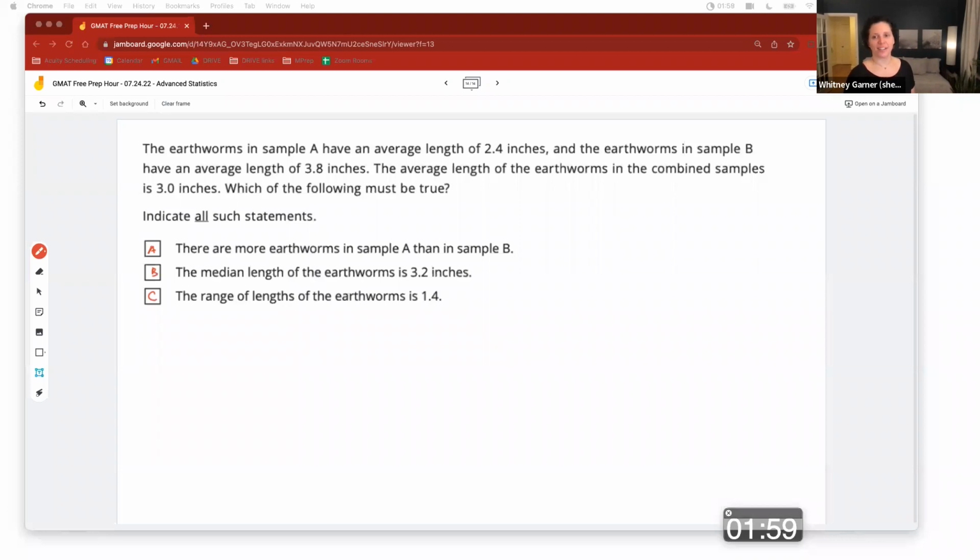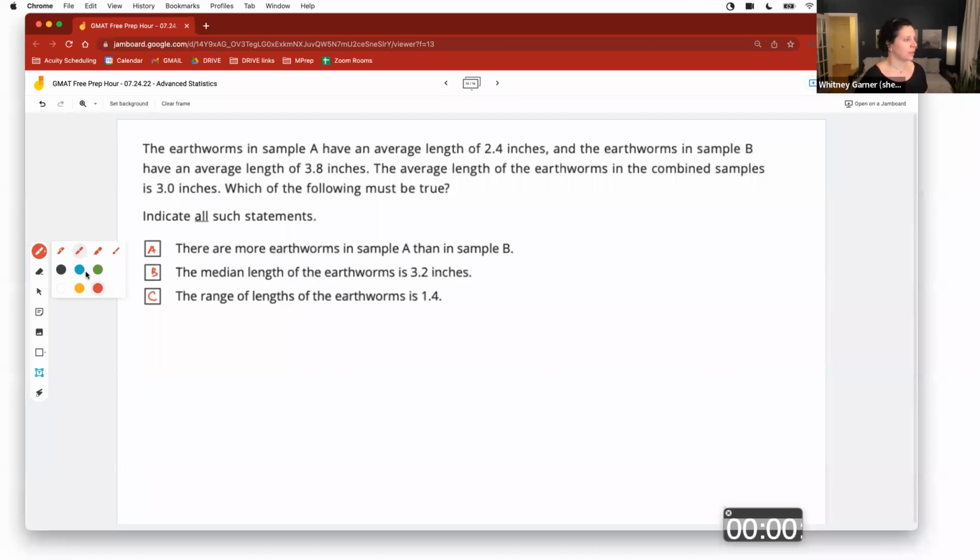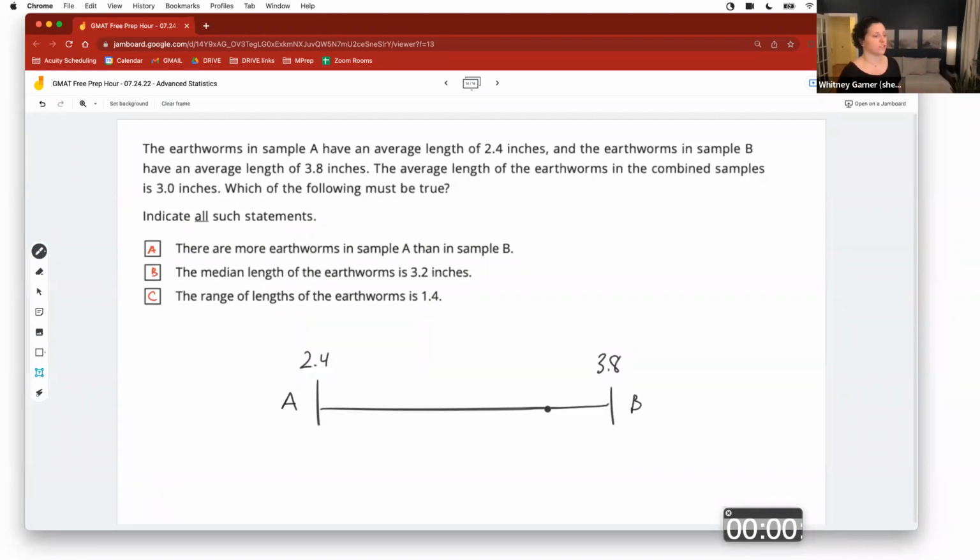All right. So if we set this up and we look at our earthworms and we have an average of sample A, an average of sample B, and then combined, we're back in the world of weighted averages. So the average length of those in A was 2.4 inches. The average length of those in B was 3.8. The overall average of the two combined is 3.